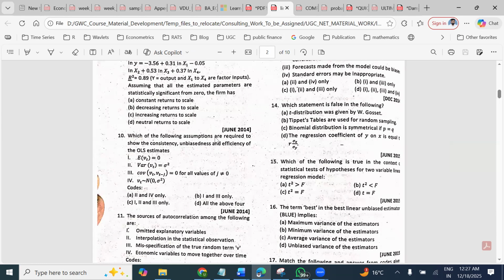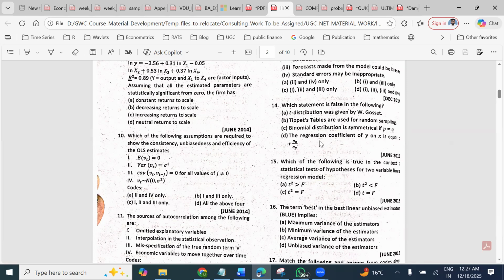Which of the statements is false in the following? The t distribution was given by Gosset. Binomial distribution is symmetrical. It is clearly the regression. Already we know this. These two are correct, right? Binomial distribution is symmetrical, yes.